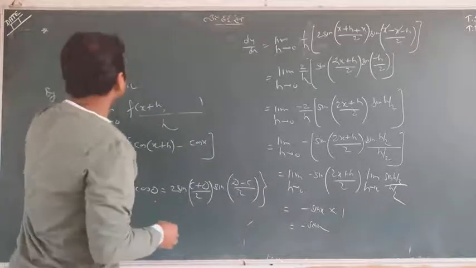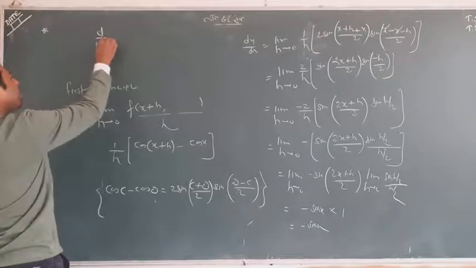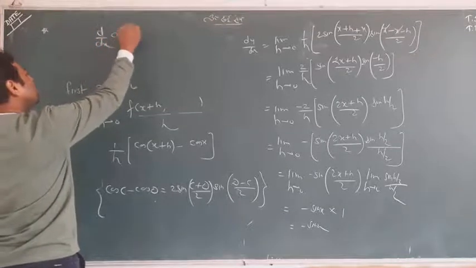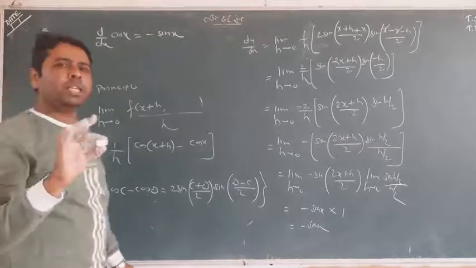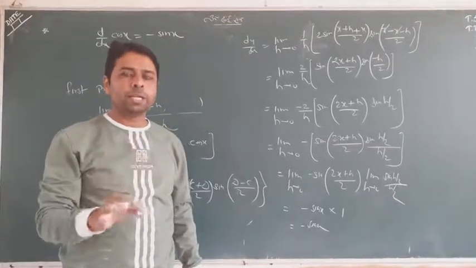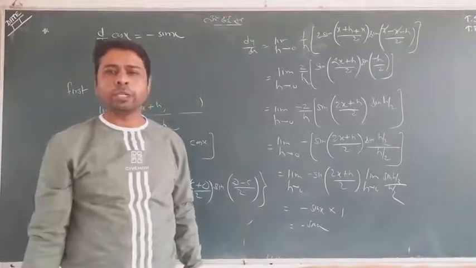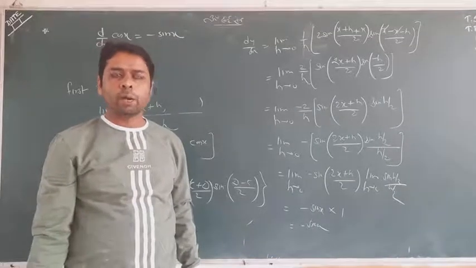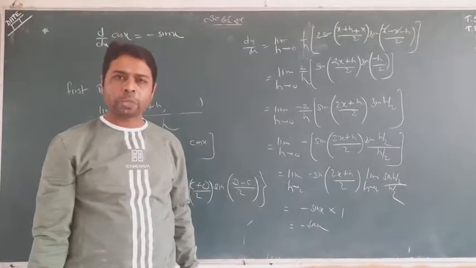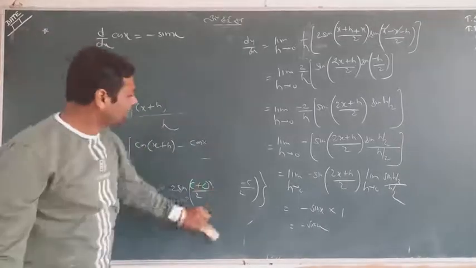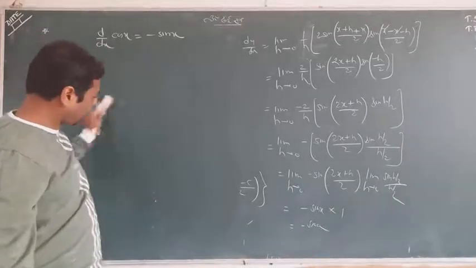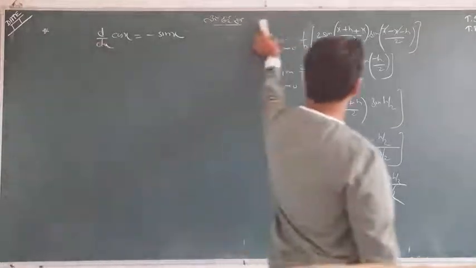So student, this is the method. By this method we can conclude d by dx of cos x we got minus sin x. Remember all these formulas. It's a beginning, student, and don't ignore or underestimate this chapter, this portion. I already told you that this will carry into class 12th also. So please don't forget: the differentiation of sin x is cos x and the differentiation of cos x is minus sin x. Okay.